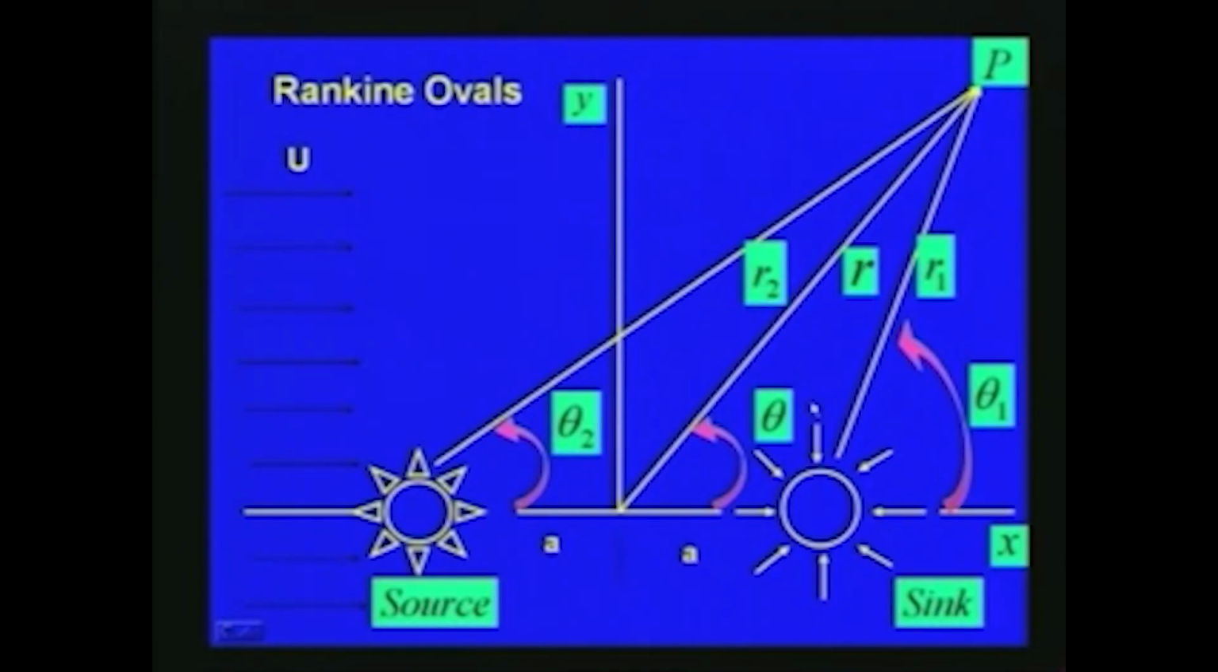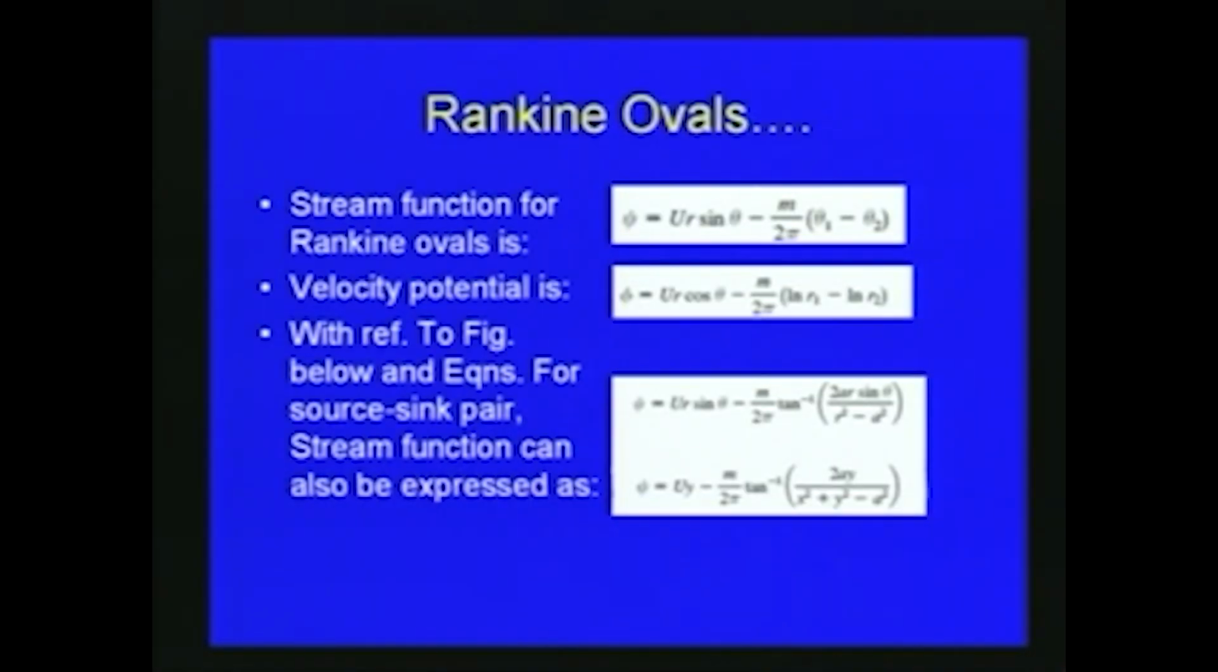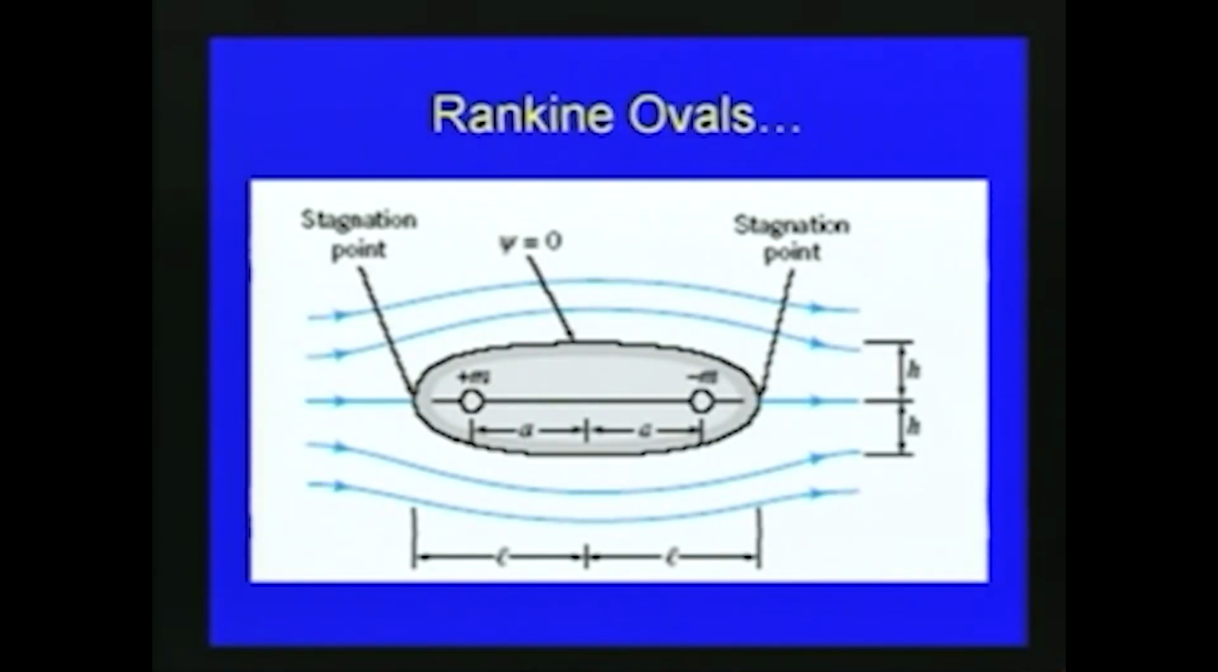So, with respect to this figure, we have already defined the velocity potential and stream function. Finally, we get the Rankine oval as shown in this figure. There are two stagnation points, whereas in the half body there was only one stagnation point. The distance from the origin to each stagnation point is L, in both directions, and the width of the Rankine oval is defined as H above and below the x axis.